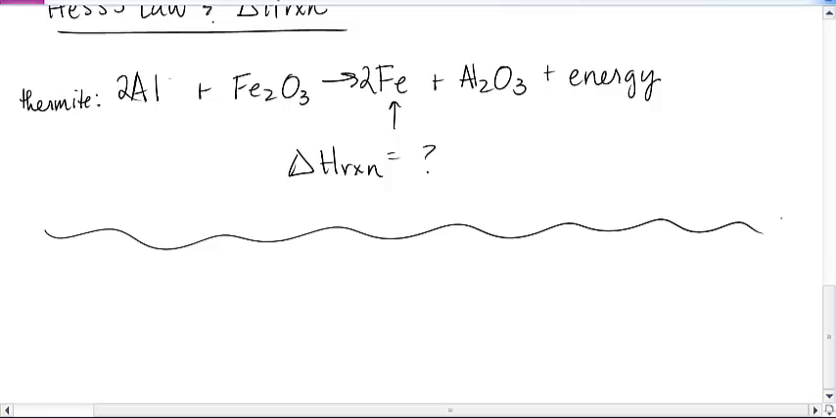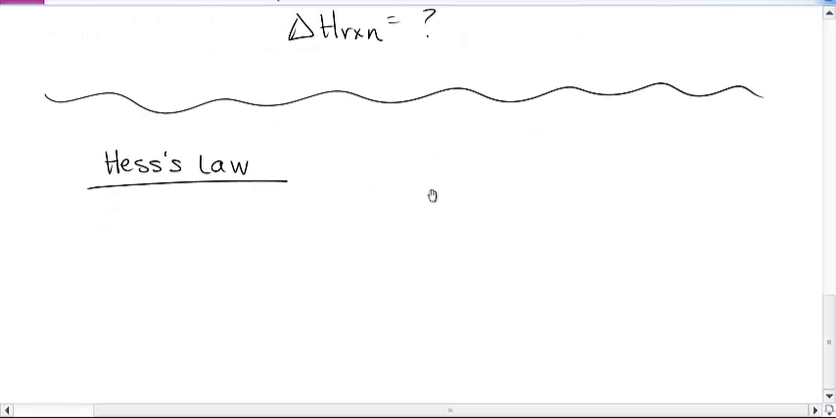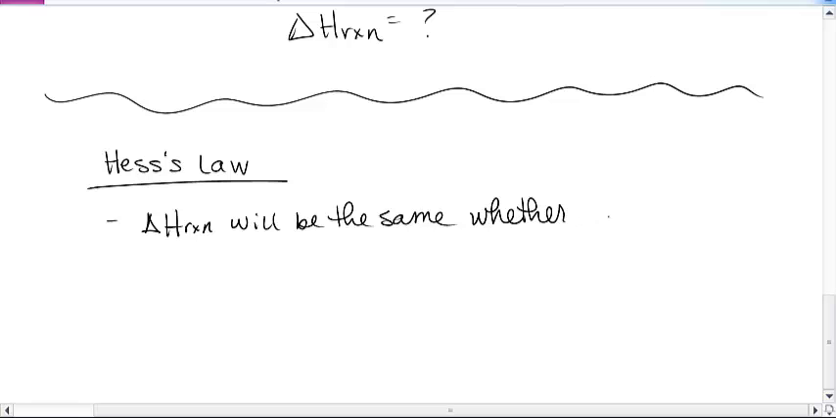So we need a way to find delta H of the reaction on paper rather than having to do it via experiment. So the first thing we have to understand before we can do it on paper is something known as Hess's law, which I will just define for you right here. Hess's law says that delta H of reaction will be the same whether the reaction takes place in one or many steps.